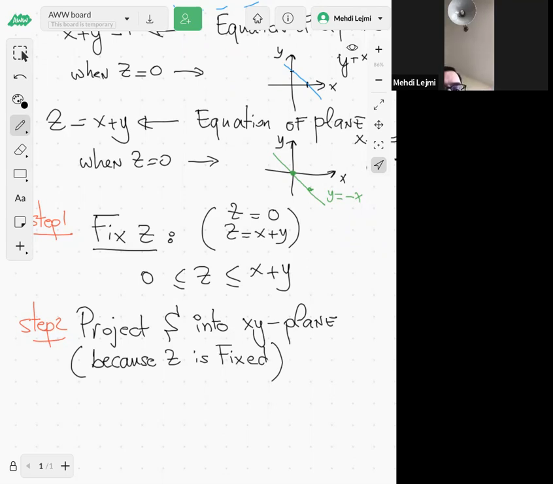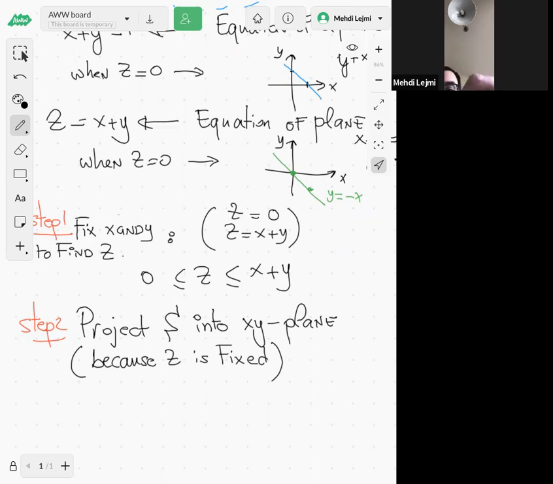Sorry, I'm not saying fix z here. I'm not saying it should fix x and y. I mean fix x and y, and find the bounds of z. Okay, so once you fix x and y, then your z is between these two equations.